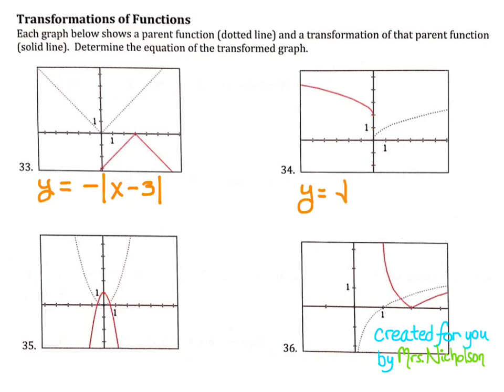So y equals the square root of negative x. That's to get the reflection over the y-axis. And then plus 2 for that vertical translation. All right, next up, looks like we have an x squared graph here. We've got 3 transformations that have happened here. It has been reflected over the x-axis, and so we know we're going to make our function negative.